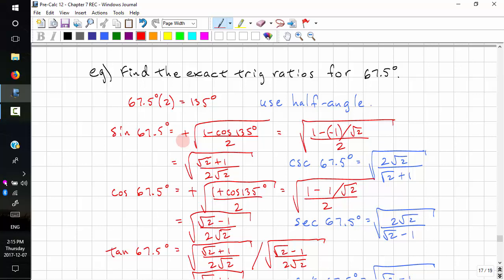So why don't we use negative? Well, we're not using the negative ratio because we know what quadrant we're in. 67.5 degrees is in quadrant 1, so we wouldn't have a negative ratio for sine in quadrant 1. So don't use these formulas blindly. Reason out what quadrant you're in and choose the appropriate positive or negative sign.